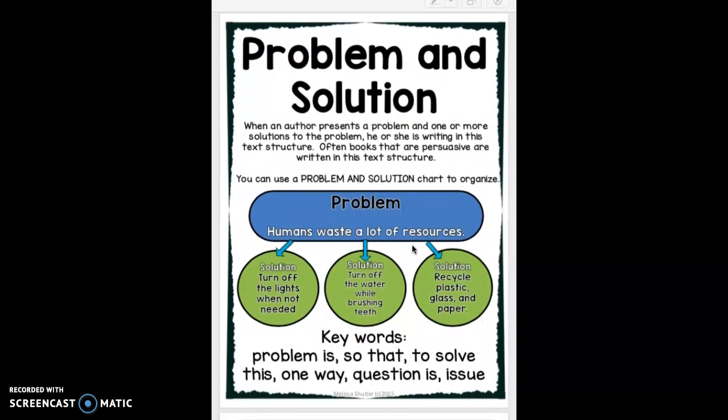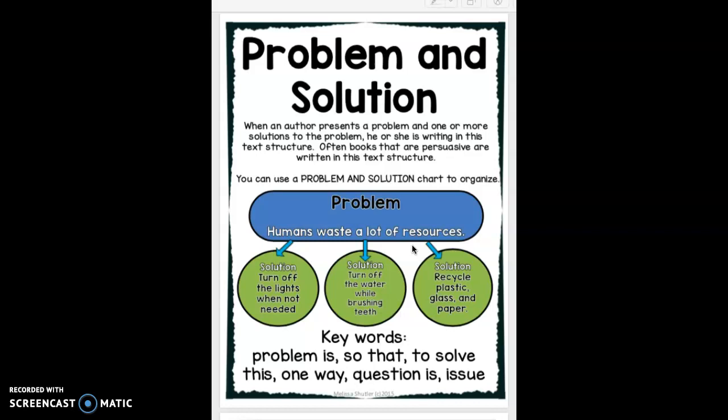Another type of text structure is called problem and solution. That kind of says exactly what it is, right? An author presents a problem, and then they provide a solution, maybe more than one solution. That is a type of text structure. So maybe that's a persuasive kind of writing. Some books are written like that. Problem says, what is the problem that we're dealing with here? It says humans waste a lot of resources. What are some solutions? Sometimes there's one, sometimes there's many.